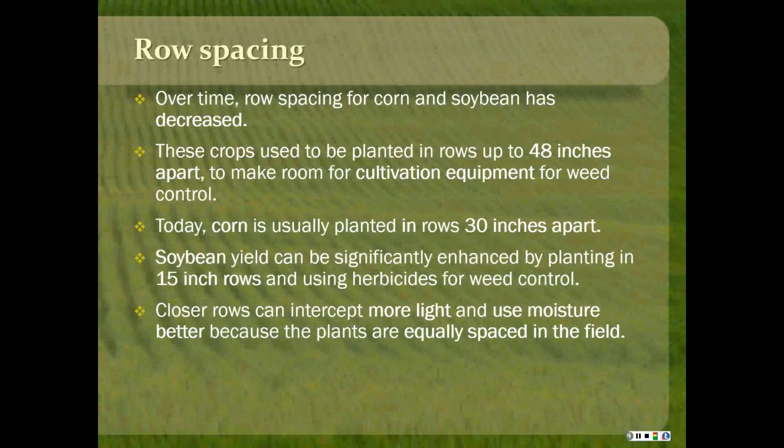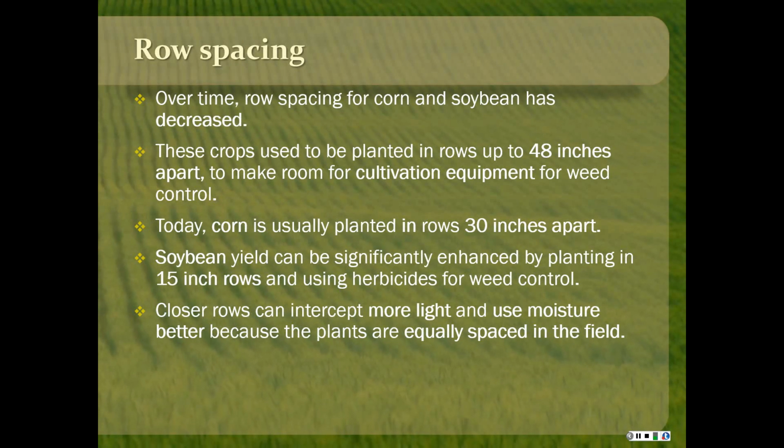And then the importance of row spacing. Over time, row spacing for corn and soybean has decreased. We plant those crops much closer together than our grandparents did. Crops like corn used to be planted in rows about 48 inches, which is 4 feet apart. The purpose of that was to make room for cultivation equipment for weed control, because they didn't have the herbicide advantages that we do. So they had to be able to cultivate between the rows. And today, corn's usually planted in rows 30 inches apart.